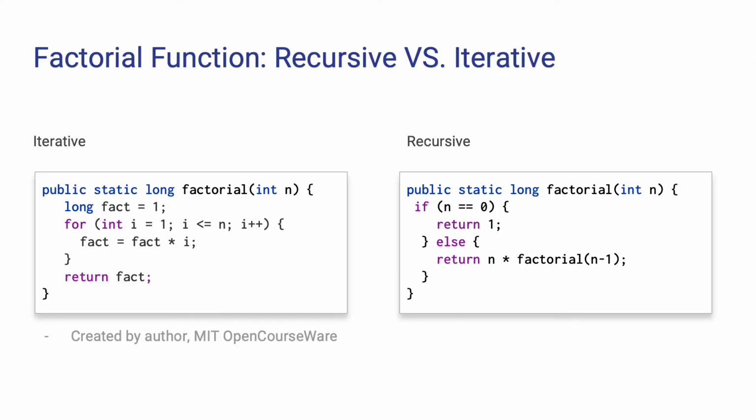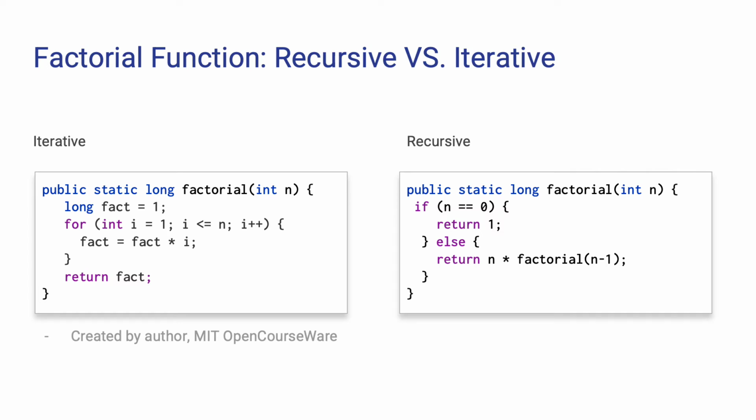Let's solve a problem for computing the factorial of a given number. The factorial function says to multiply the whole numbers from our given number n down to 1. So if we call factorial with n equal to 4, the result would be 4 times 3 times 2 times 1, which is equal to 24. If we call factorial with n equal to 5, the result would be 5 times 4 times 3 times 2 times 1, which is equal to 120.